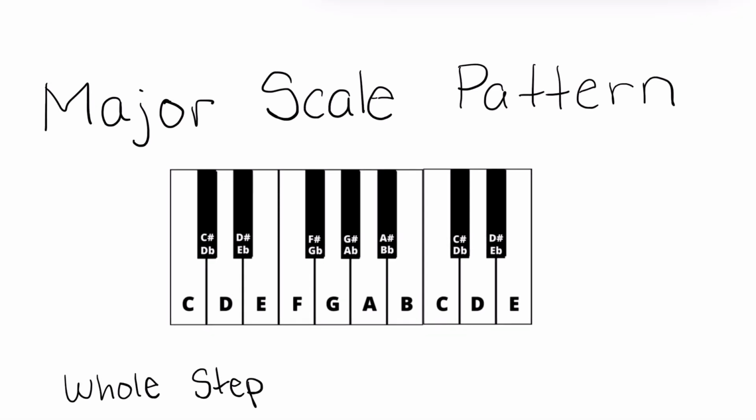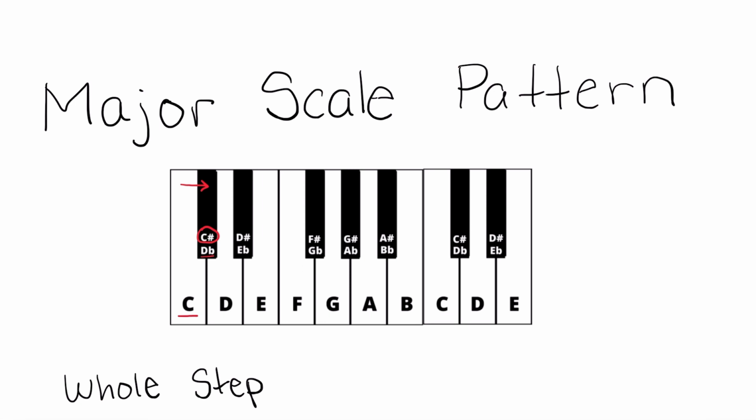Zoom in a little bit. For the half steps, that means we're going to go over to the immediate next key. So if we were starting on C and we wanted to go up a half step, we would go to C sharp, also known as D flat. Two different names for the same note. It's kind of like if your name's Jonathan, some people might call you John, but you're still the same person. It's still the same note.